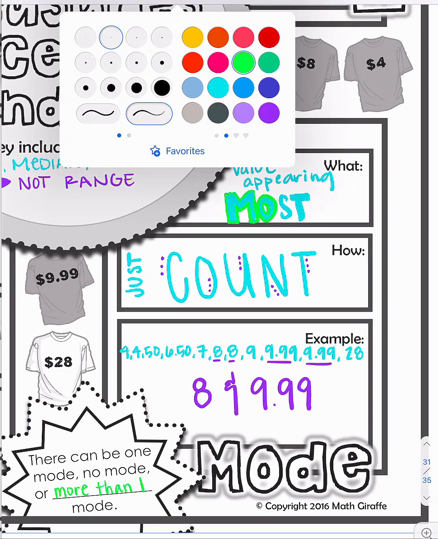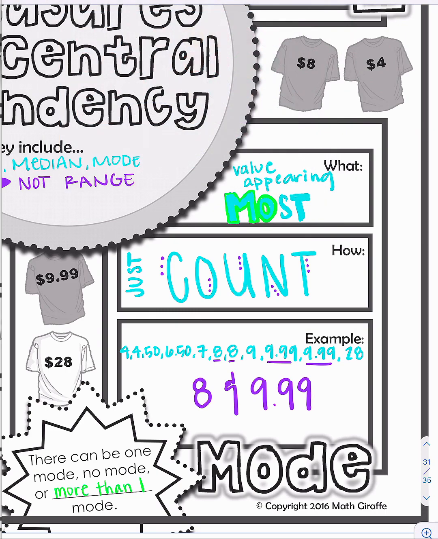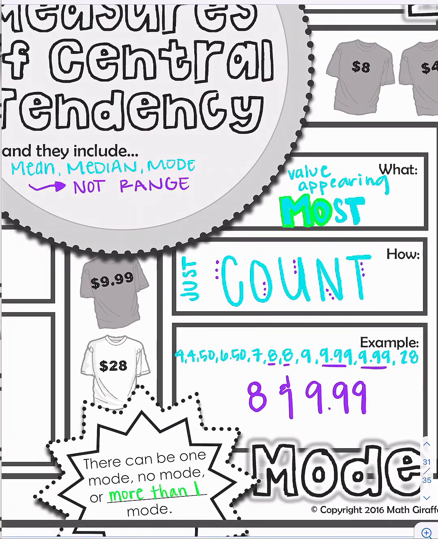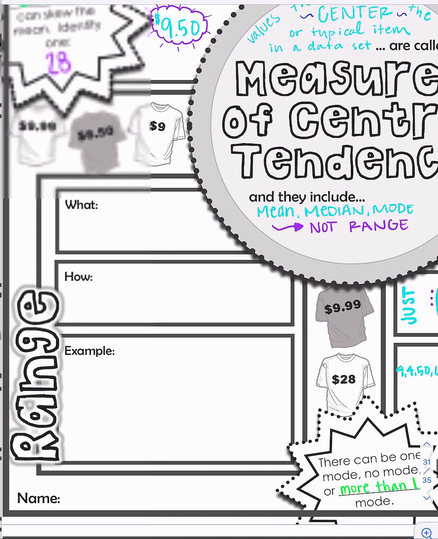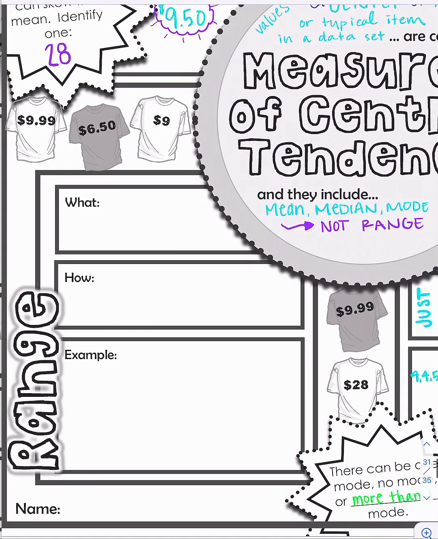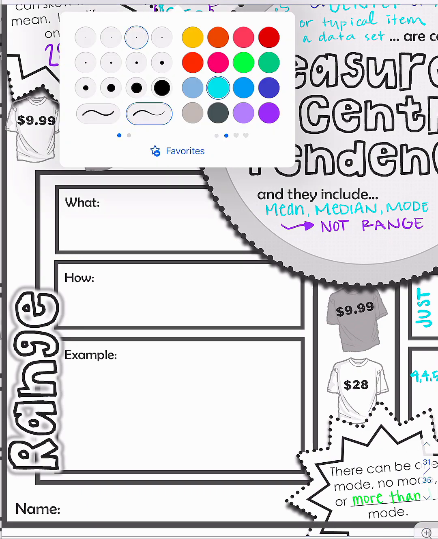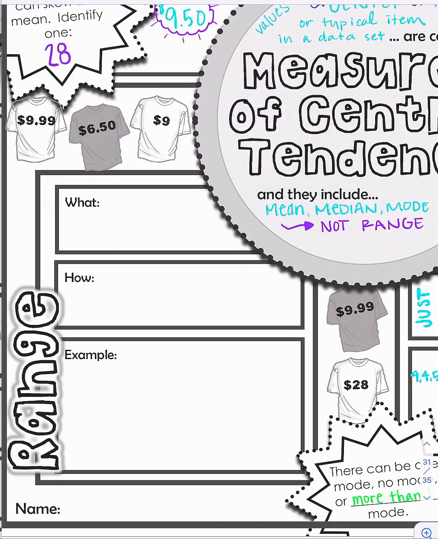All right, the last box that we're going to take a look at is our range box. Again, remember, this is not one of our measures of central tendency, but it is something else that we talk about when we are dealing with data sets. Okay, so we're going to slide over to range here. So let's first just go ahead and define what is the range of a data set. So the range is just the span of the data.